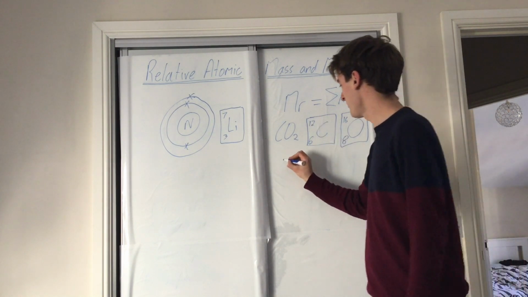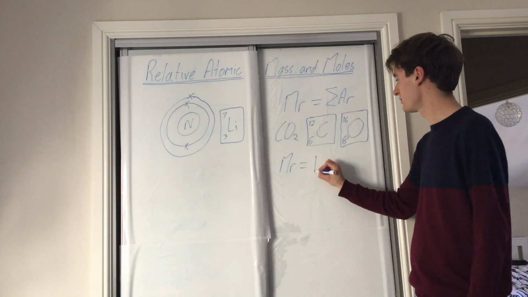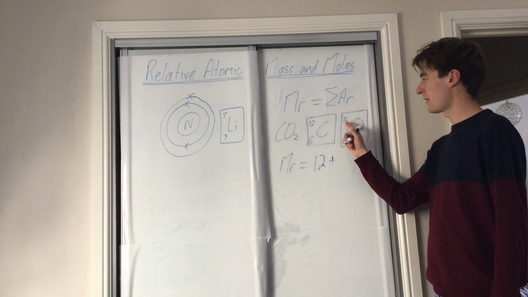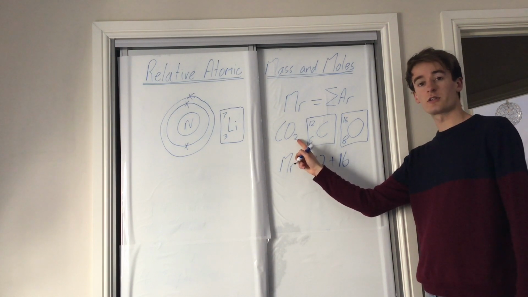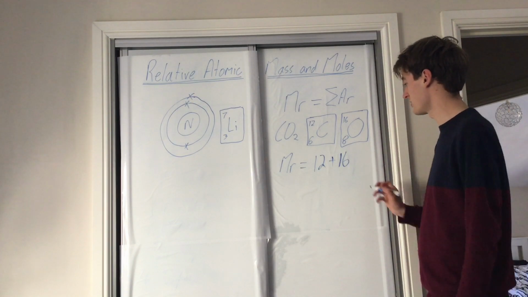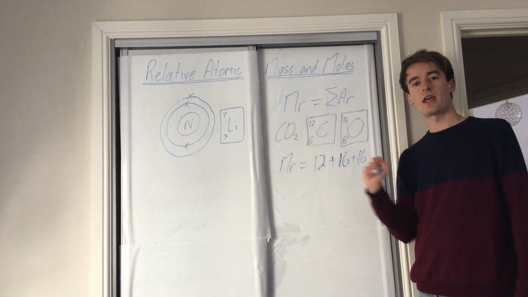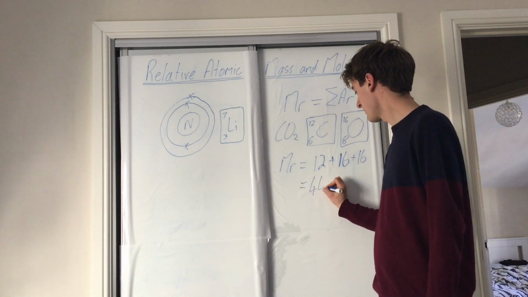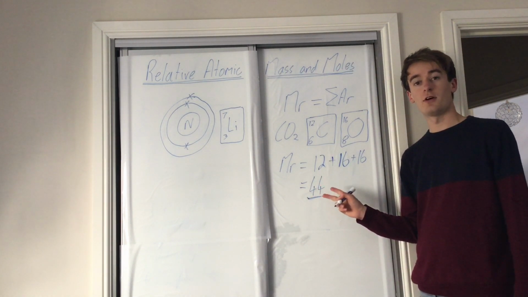To find the MR for this, we add the mass number for carbon, 12, to, because we said it's the sum of the atomic masses, the mass number for oxygen, 16. Now, there are 2 oxygens, because it's CO2, one molecule of carbon dioxide has 2 oxygens. Therefore, we need to add another 16 to account for that second oxygen atom. In total, that makes 44. That is how we calculate MR.